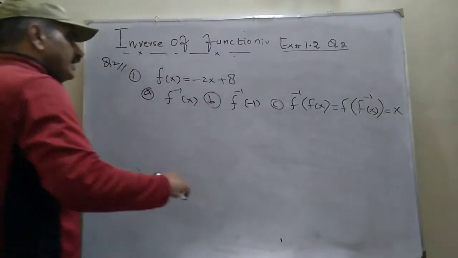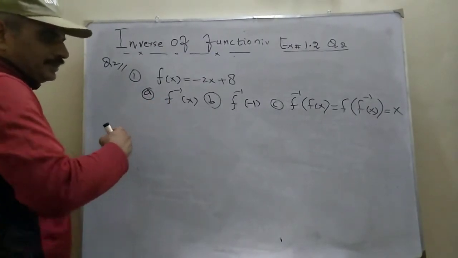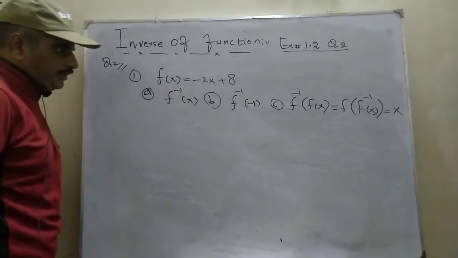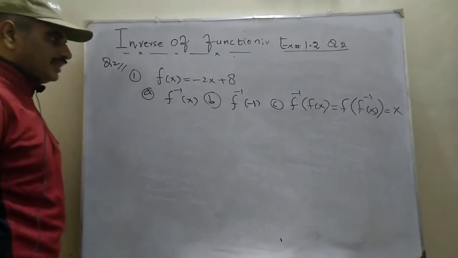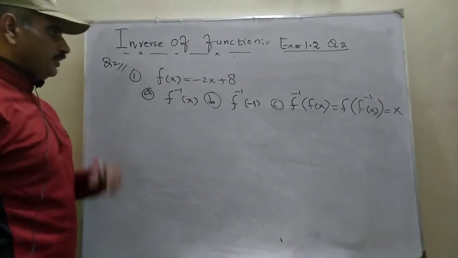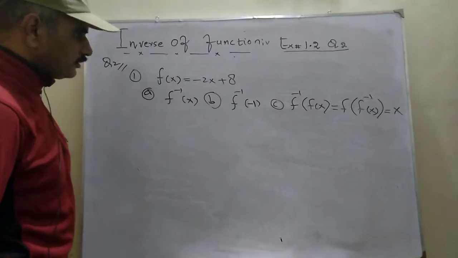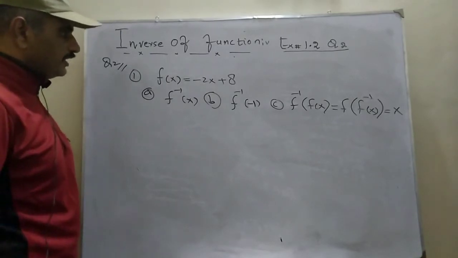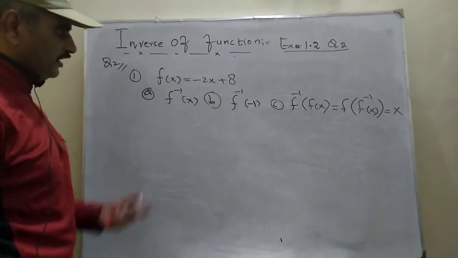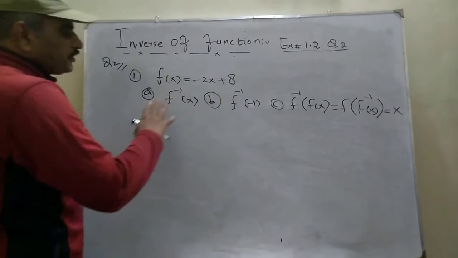is equal to x. To find the inverse of a given function, as I told you in the previous lecture, the function must be 1 to 1 and onto, that is, a bijective function. As in this question, it is clear that they have asked us to find the inverse of the function, so it is very much understood that the function is 1 to 1 and onto, meaning it is a bijective function, so the inverse function exists.